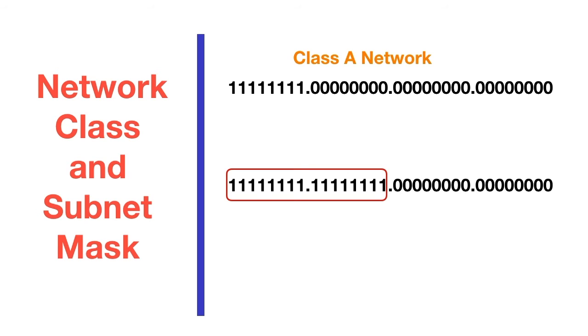In this next case, the subnet mask includes 2 octets. This is the default for a Class B network. In a Class B network, the left 2 octets are used for the networking portion of the address. The right 2 octets are used for the host portion of the address.